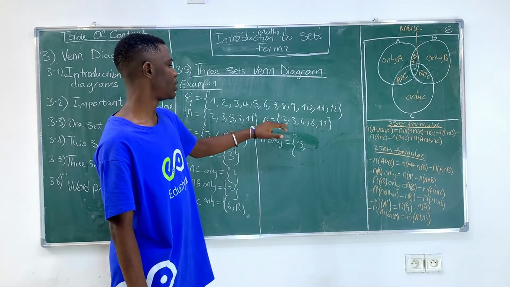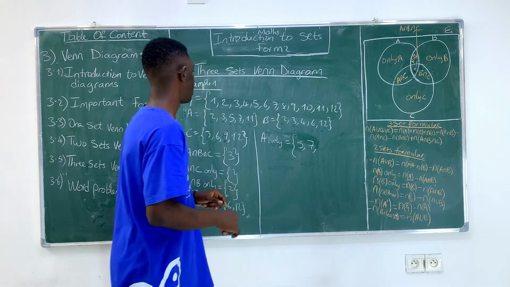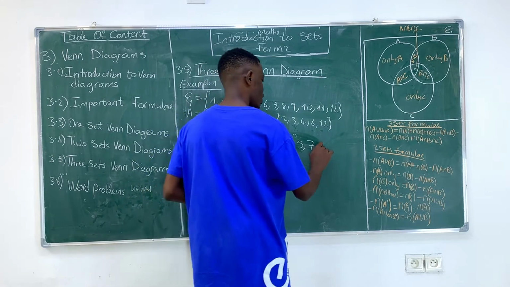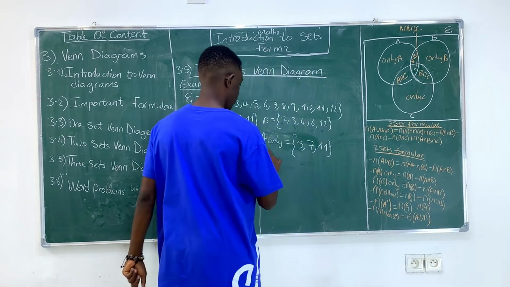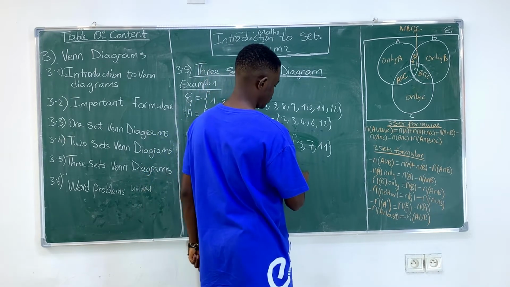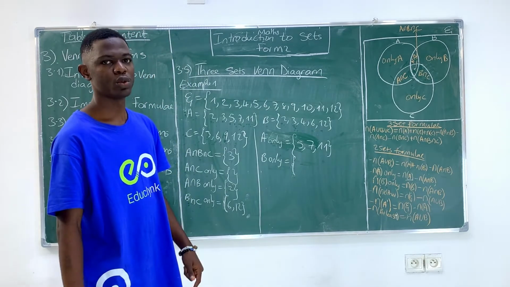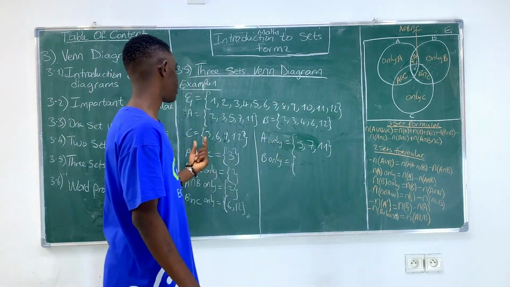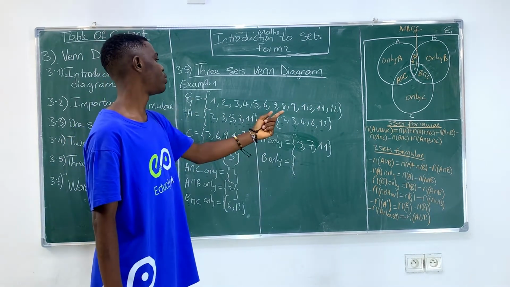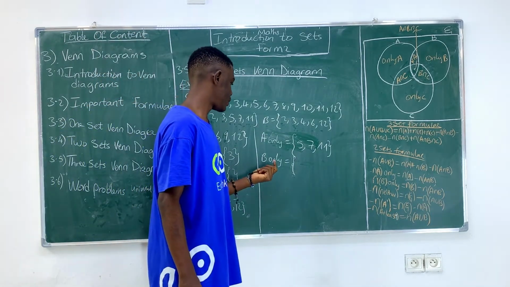7: is 7 in B? No. Is 7 in C? No. So 7 is also only A. 11: is 11 in B? No. Is 11 in C? No. So 11 is also only A. So now we're looking for B only. For B only, we look for values of B which are nowhere else. And when I say nowhere else, I mean not in A and not in C.